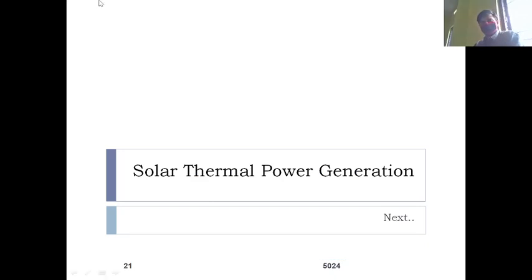In the coming class, we will be discussing solar thermal power generation, how to generate power using solar thermal energy. With that, we will wrap up the applications of solar thermal energy. Then we will move on to solar photovoltaic direct energy conversion. With that class, we will be closing the second module.